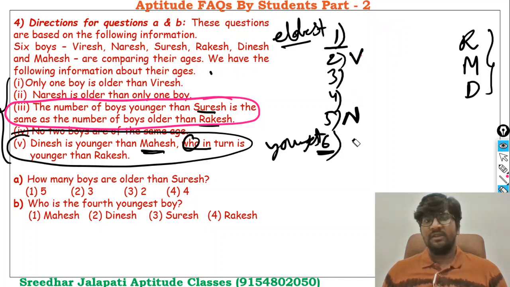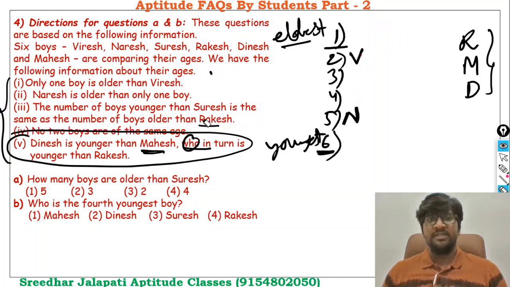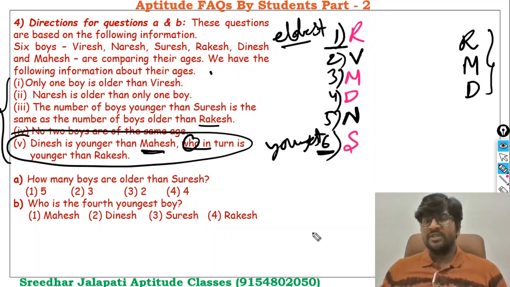The places where I have arranged Rakesh, Mahesh and Dinesh are incorrect. Then let me go for an alternate. So previously I took RMD here. Now let me take RMD here and leave Suresh here. Right. Now let us see whether the third point is satisfied or not. Number of boys younger than Suresh: 0.